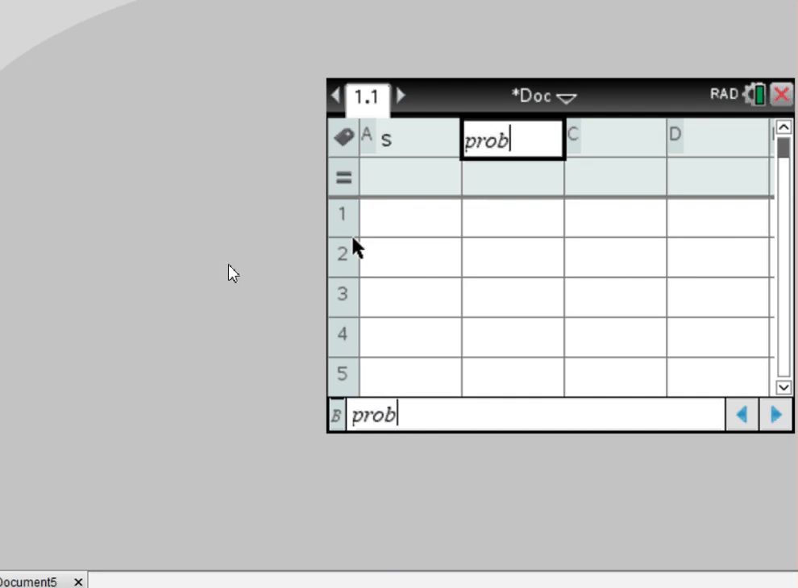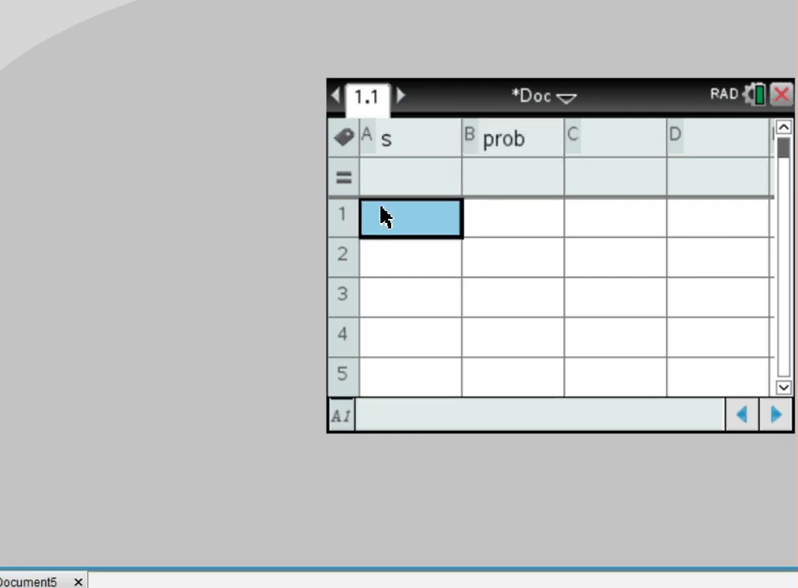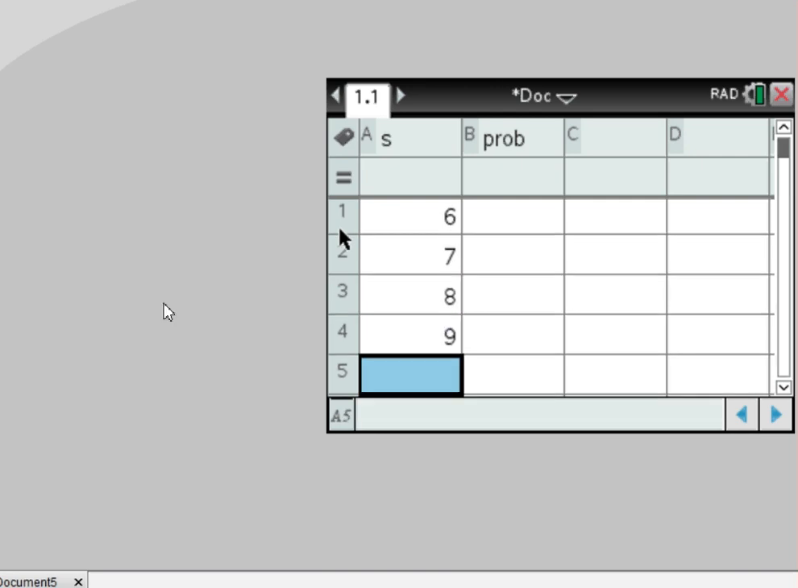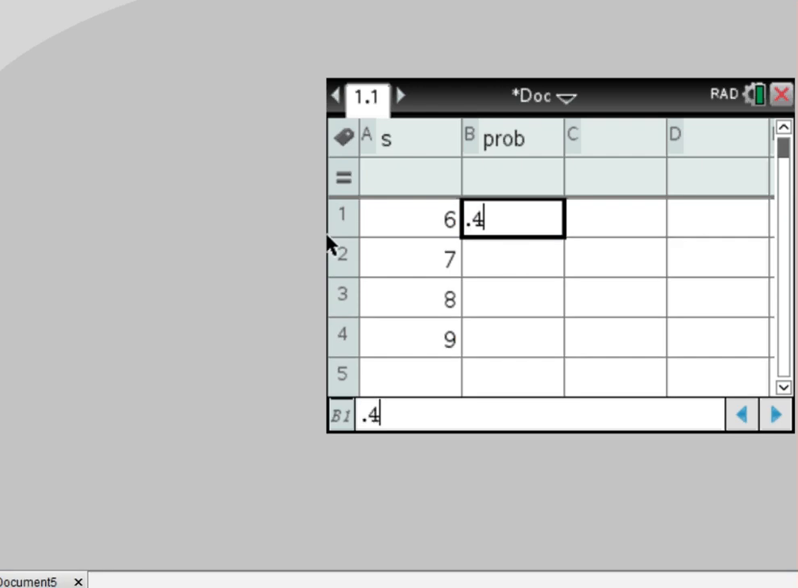So my score distribution looks like this. I have 6, 7, 8, and 9. My probability of getting a 6 was 40%. My probability of getting a 7 was 30%. My probability of getting an 8 was 20%. And my probability of getting a 9 was 10%.